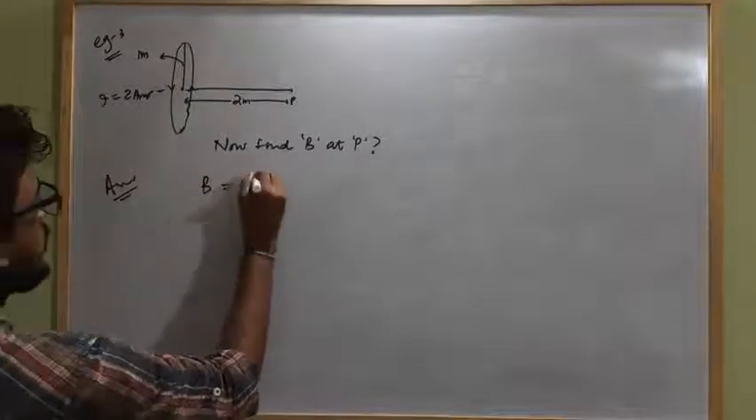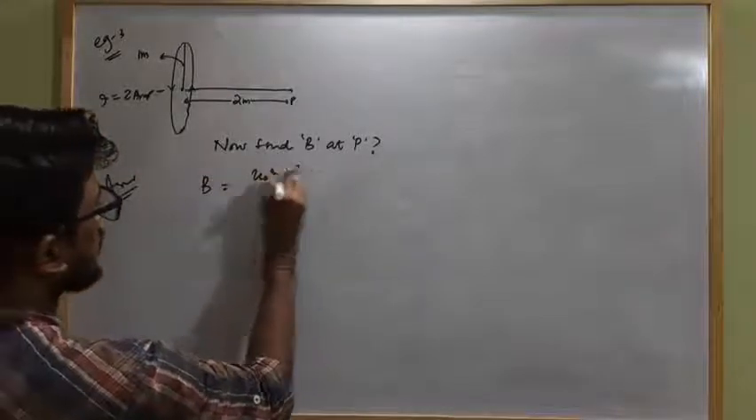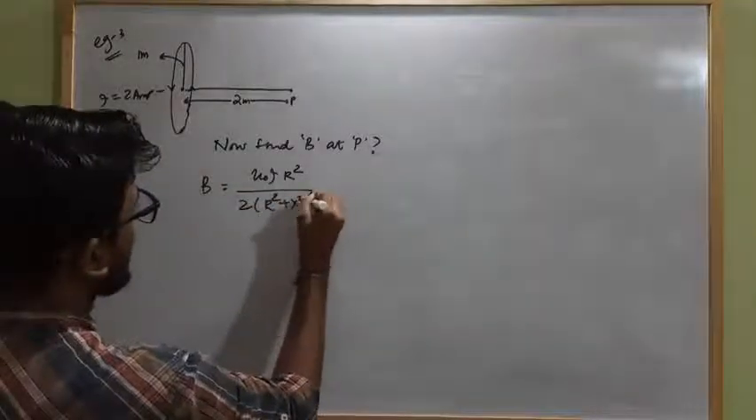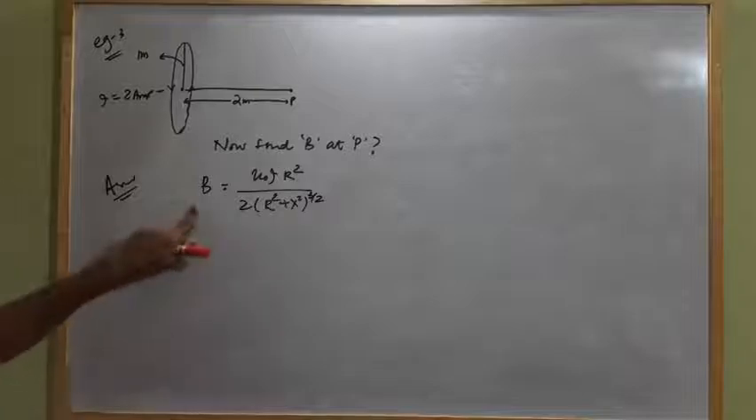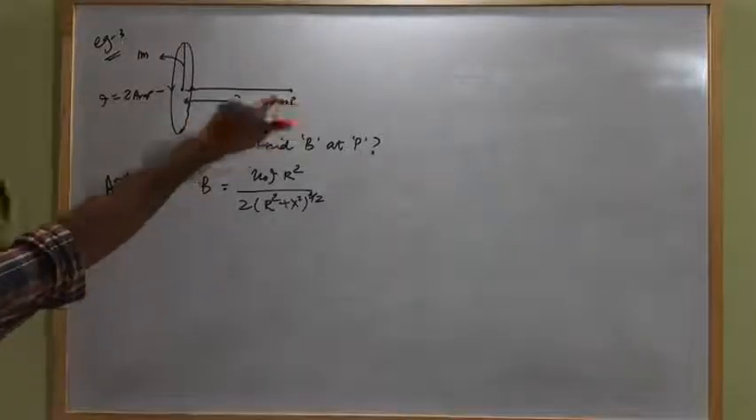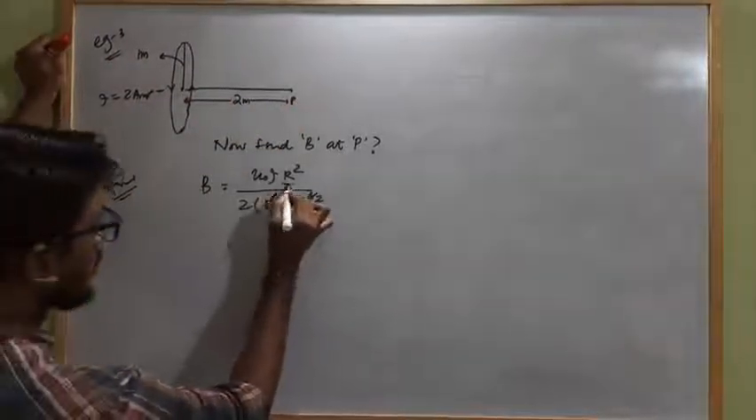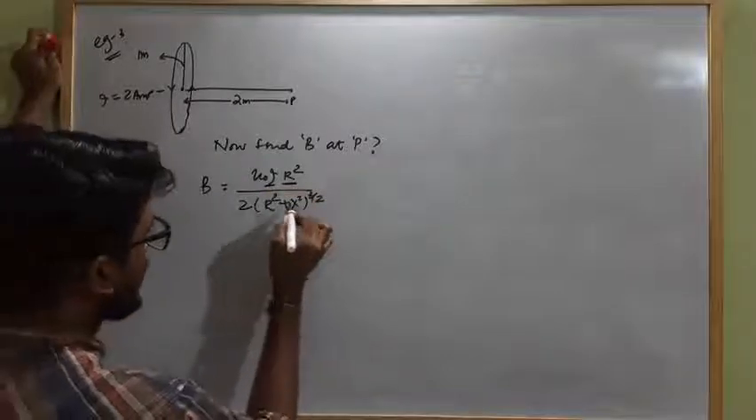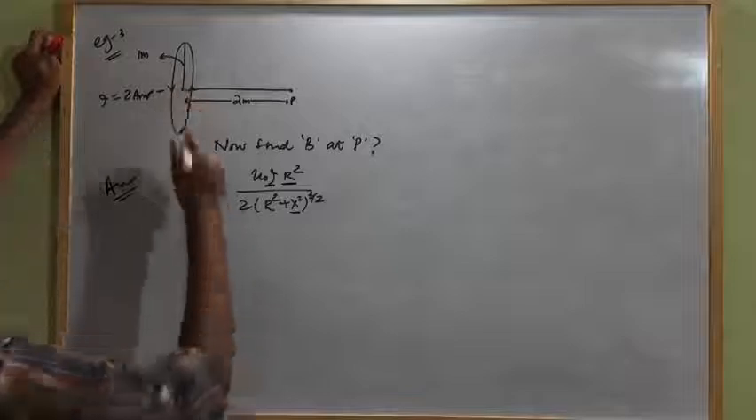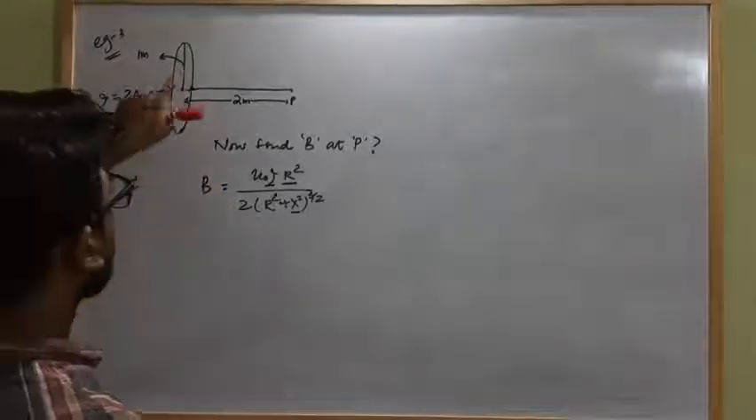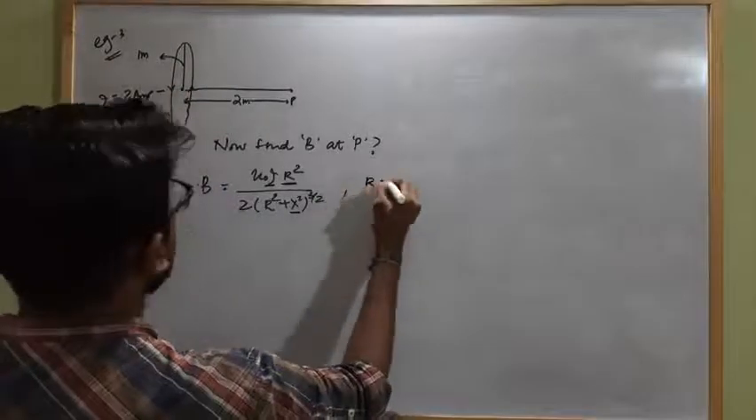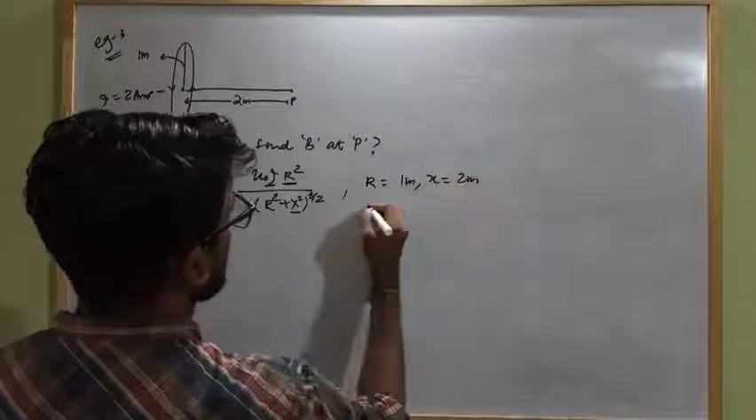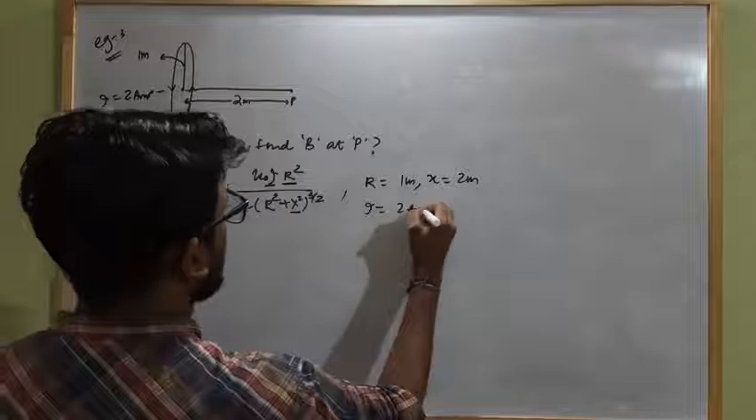It is mu naught I r square divided by 2 into r square plus x square to the power 3 by 2, the expression for the magnetic field strength at an axial point, where r is the radius of the circular coil, I is the current flowing through the circular coil, and x is the distance of the point of observation from the center of the circular coil. So for this case, r equal to how much? 1 meter, x equal to 2 meter, and I equal to 2 ampere.